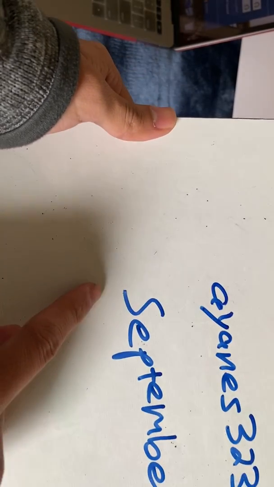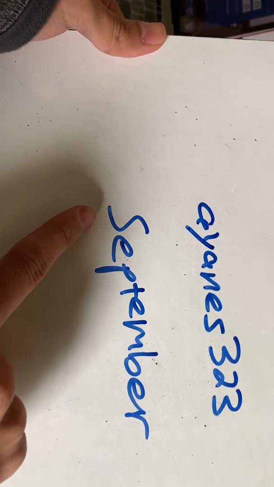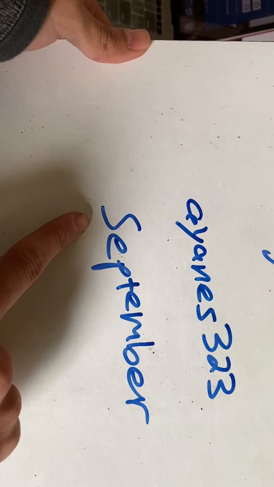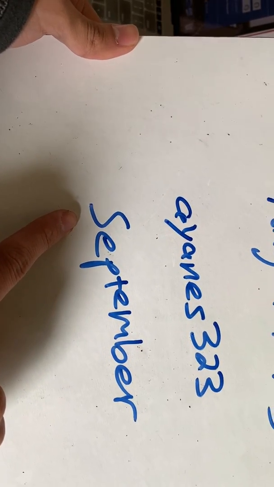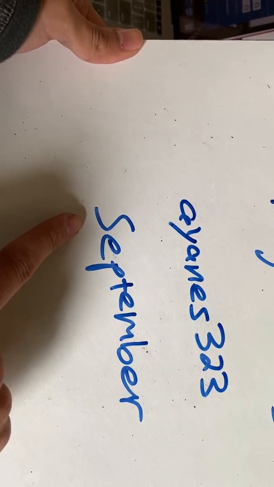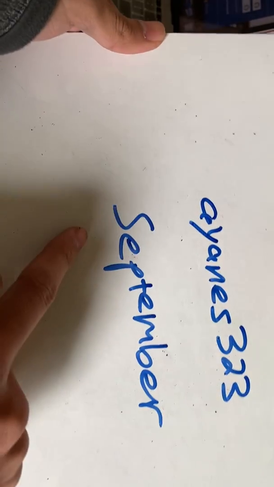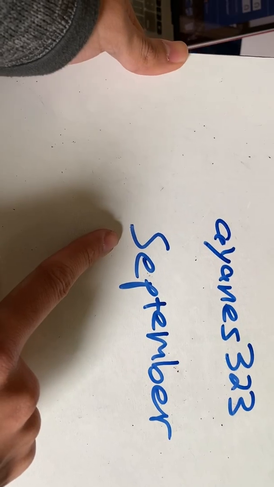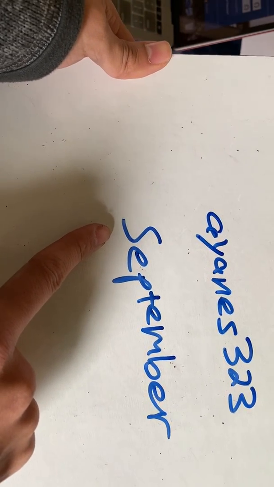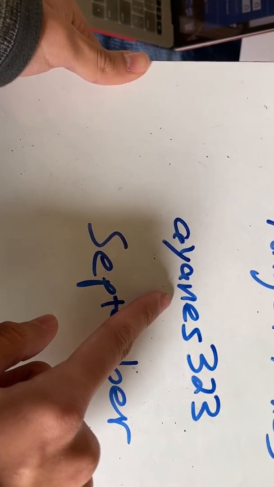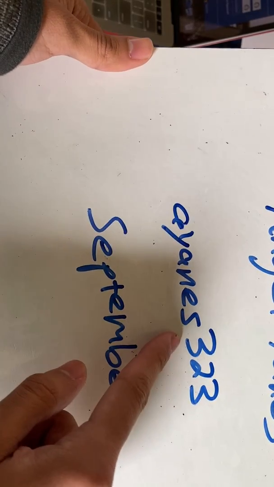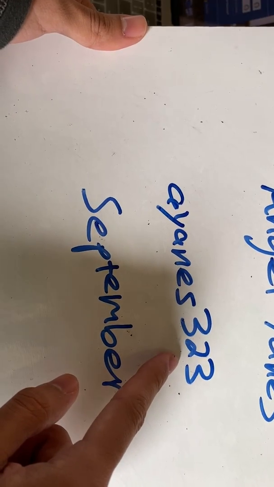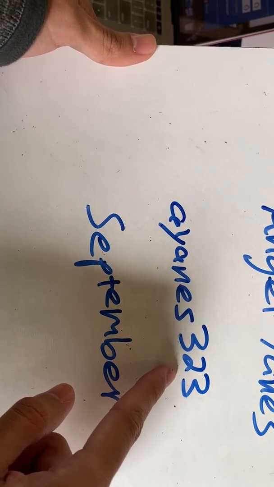Again, like I said in the last video, the first letter of your birth month has to be capitalized. If you were born in March, that is a capital M-A-R-C-H. If you're born in September, then the first letter S has to be capitalized. If it is not capitalized, it will not work. And your username is AYANES, and then you need to add the 323. That is very important. If you do not add the 323, it will not work.